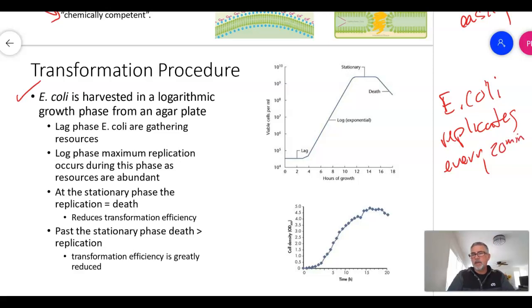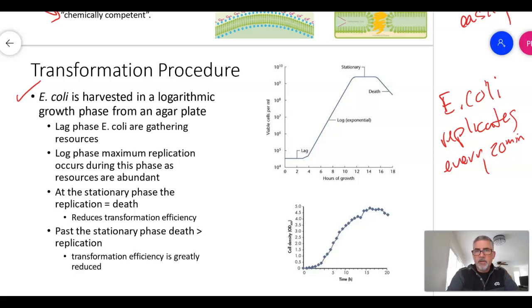So E. coli replicates every 20 minutes. So in 20 minutes, I go from 1 to 2, and in 20 minutes, I have 4. And then 20 minutes later, I have 8, right? And then I have 16, then I have 32, then I have 64. So it's exponential growth, right?